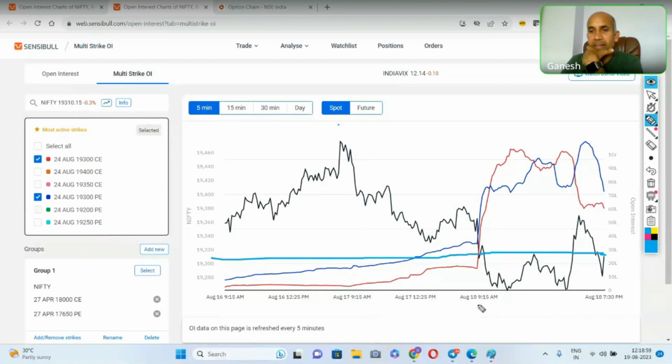On the 18th, at 9:15 a.m., let's understand. Most of the participants expected something. This is the red color, right? Let's see what the red color is. This red color is 19,300. I'll tell you a very beautiful concept here, so please pay more attention. Red color is 19,300. Let me mark it.